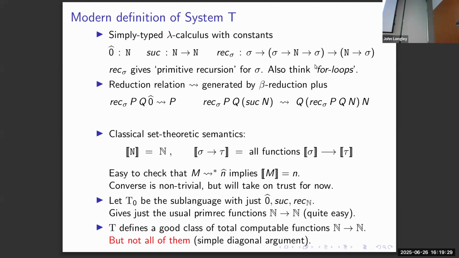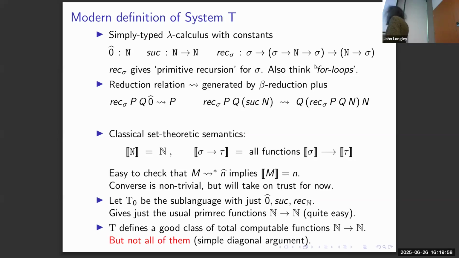So we can see now that this language defines a good class of total computable functions on the natural numbers, including primitive recursive ones, but also more. It is also equally easy to see that it doesn't define all total computable functions on the natural numbers. It's a quite simple diagonal argument to show that one thing you can't write within system T is an interpreter for system T terms itself.